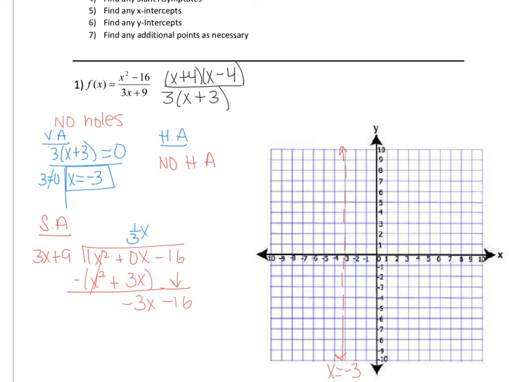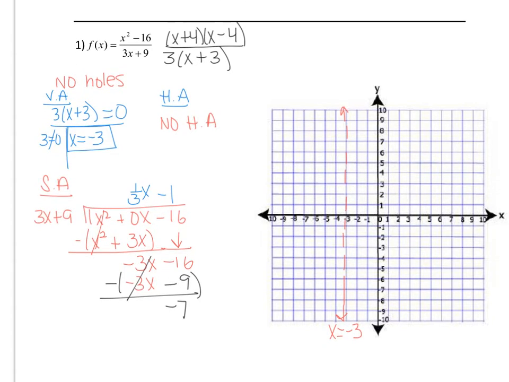So how many times does 3x go into negative 3x? You should be saying minus 1 and multiply. Negative 1 times 3x is negative 3x. Negative 1 times 9 is negative 9. We subtract. Negative 16 plus 9 is negative 7. So my slant asymptote is the equation y equals 1/3 x minus 1.